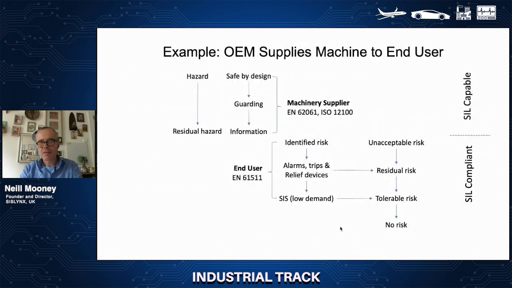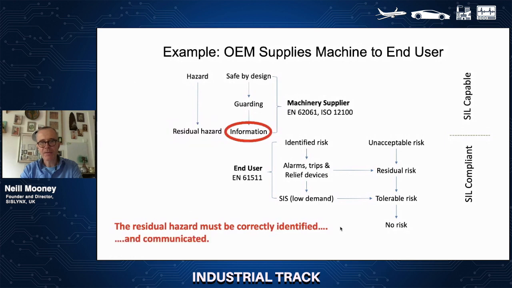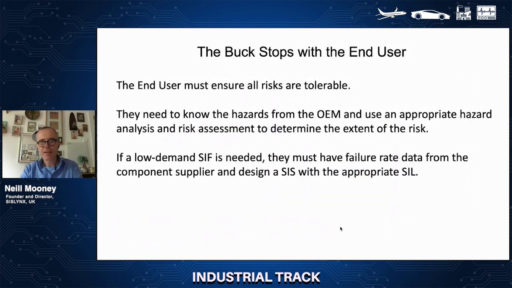So in terms of the machinery supplier supplying to an end user, again, they are still capable, the end user is still compliant. They have to identify residual hazards and communicate this information to the end user at point of sale. So the buck stops with the end user. They must ensure all risks are tolerable. They need to know the hazards from the OEM and use an appropriate hazard analysis and risk assessment to determine the extent of the risk.